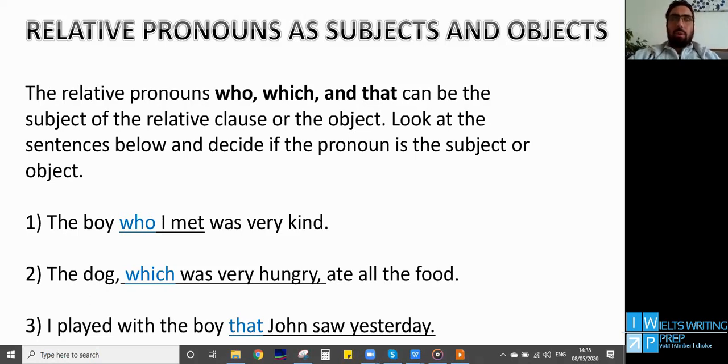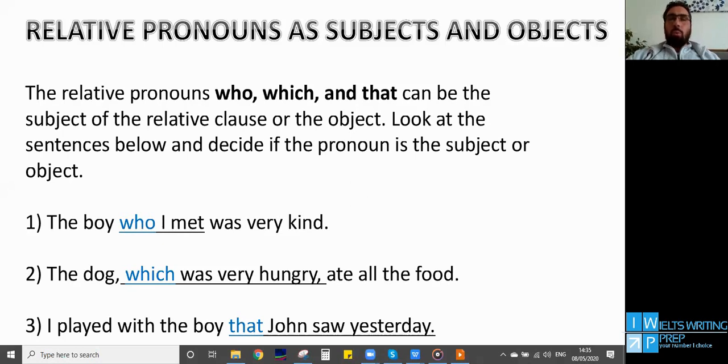So here we have the relative clause, who I met. We have met is the verb. So what comes before the verb? We have I. I met. So I is the subject of the clause who I met. The relative pronoun can be one of two: it can be a subject or it can be an object. So in this sentence, it's not the subject of the verb met.